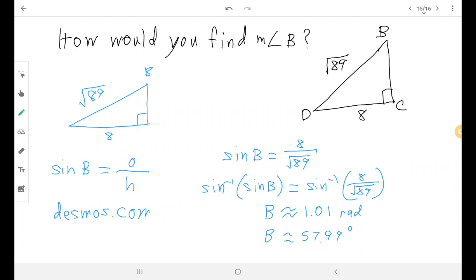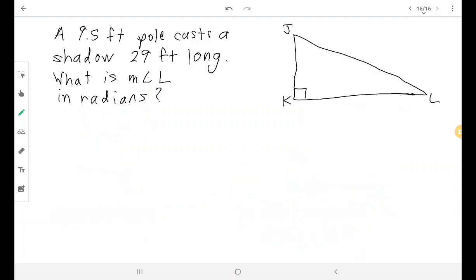And let's move on to our last question. In this one, we've got a 9.5-foot pole casting a shadow. So here's the pole. The sun's up here somewhere, casting this shadow.